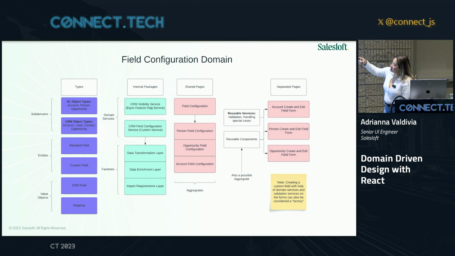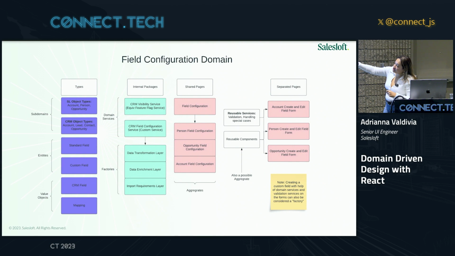So the shared pages and the separated pages are actually React components. So pretty much all the pink boxes and stuff. Depending on how you build your React components, your high level components are going to hold all your child components, and all that data is aggregated. And aggregates are clusters of entities and value objects. So I have all of these React components.